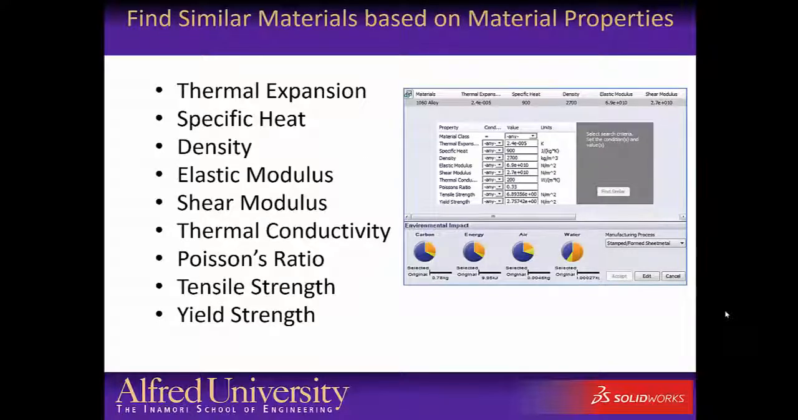One of the most powerful features built into Sustainability is the ability to find similar materials based on material properties. So, for example, depending on which material properties will drive your selection of materials for a given application, you can find materials within the SOLIDWORKS database that have similar properties to any of those selected and shown here. This allows you to potentially find alternative materials that might have a lower economic and environmental impact.